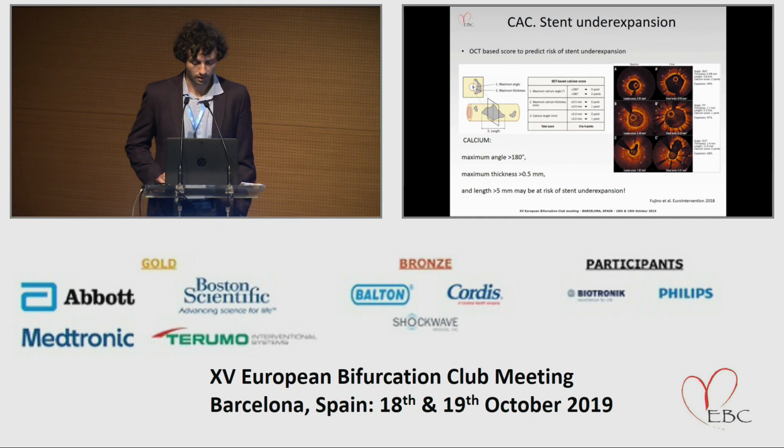Because nowadays we have a practical base score for OCT measurement of calcium, which incorporates a maximal angle of more than 180 degrees, a maximum thickness of more than 0.5 millimeter, and a long calcified plaque of more than 5 millimeters, which can predispose to stent under expansion, which of course leads to stent failure.